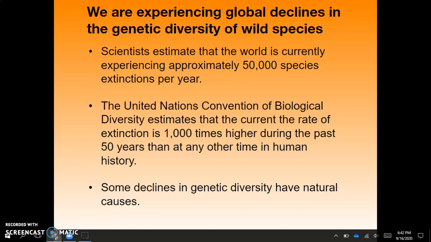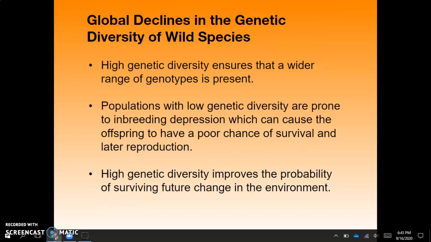Some declines in genetic diversity have natural causes. So this is not necessarily all human caused. Species, again, there's that background extinction rate. Species die out naturally, okay? It occurs naturally over time. But humans are kind of a driving factor at this point in seeing an increase in these extinctions.